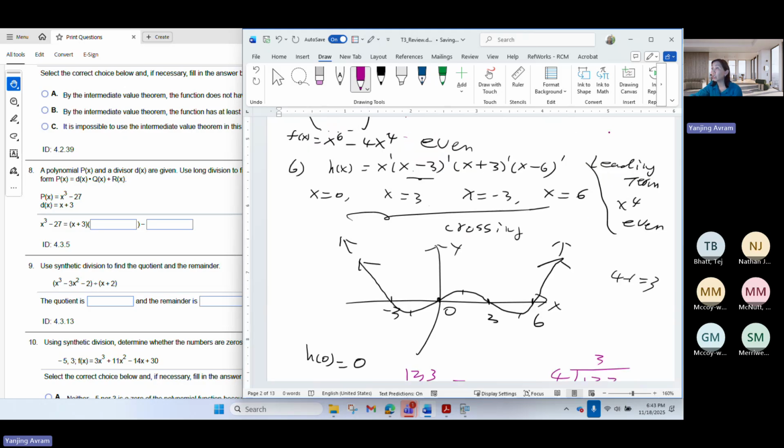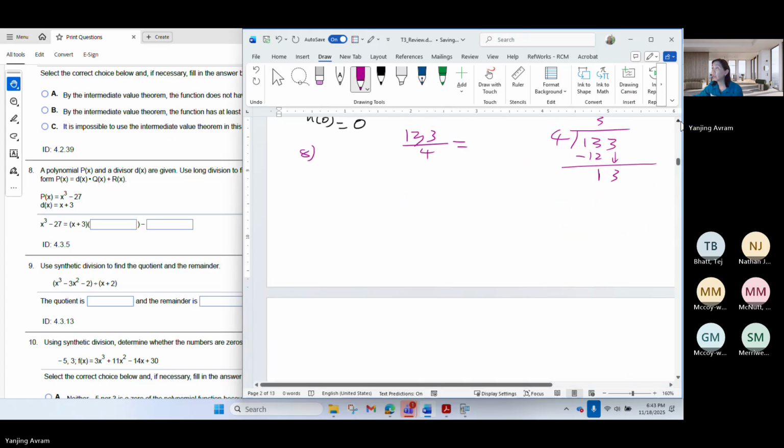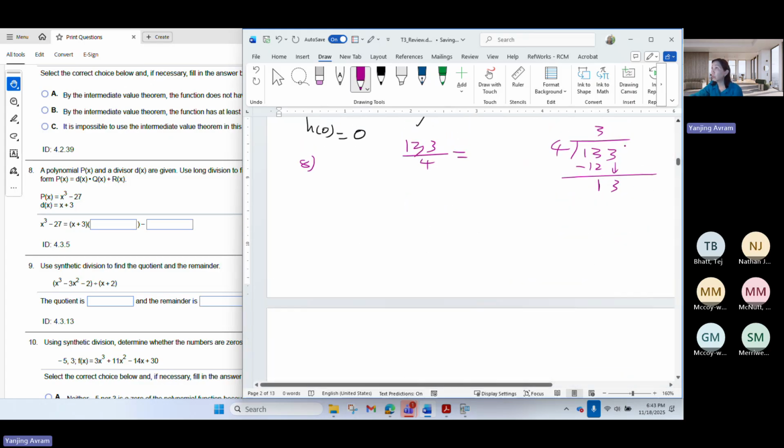Then use the 3 again. 3 times 4 is still 12, and then we have a remainder of 1. So I can write this as 4 times 33 plus 1. The remainder 1 is not 0, so that means 4 is not a factor of 133. That is long division.